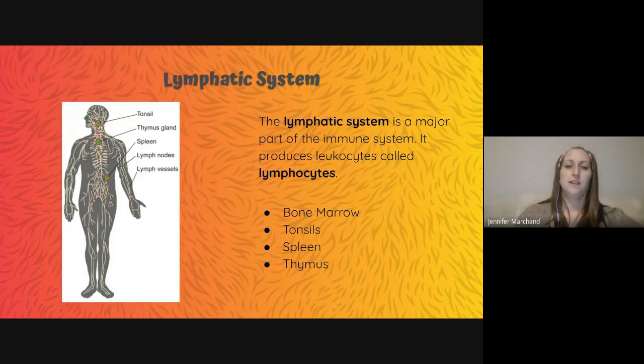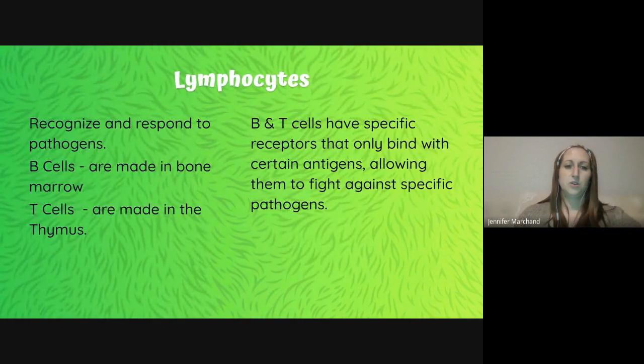Next, we're going to move on to the lymphatic system. The lymphatic system is a major part of the immune system. It produces leukocytes called lymphocytes. The lymphatic system consists of bone marrow, tonsils, spleen, and thymus. The thing that you need to remember with lymphocytes, and this is really all we're going to focus on here in biology, is that they help to recognize pathogens and respond to them. B cells are made in the bone marrow and T cells are made in the thymus. B and T cells have specific receptors that only bind with certain antigens, allowing them to fight specific pathogens.